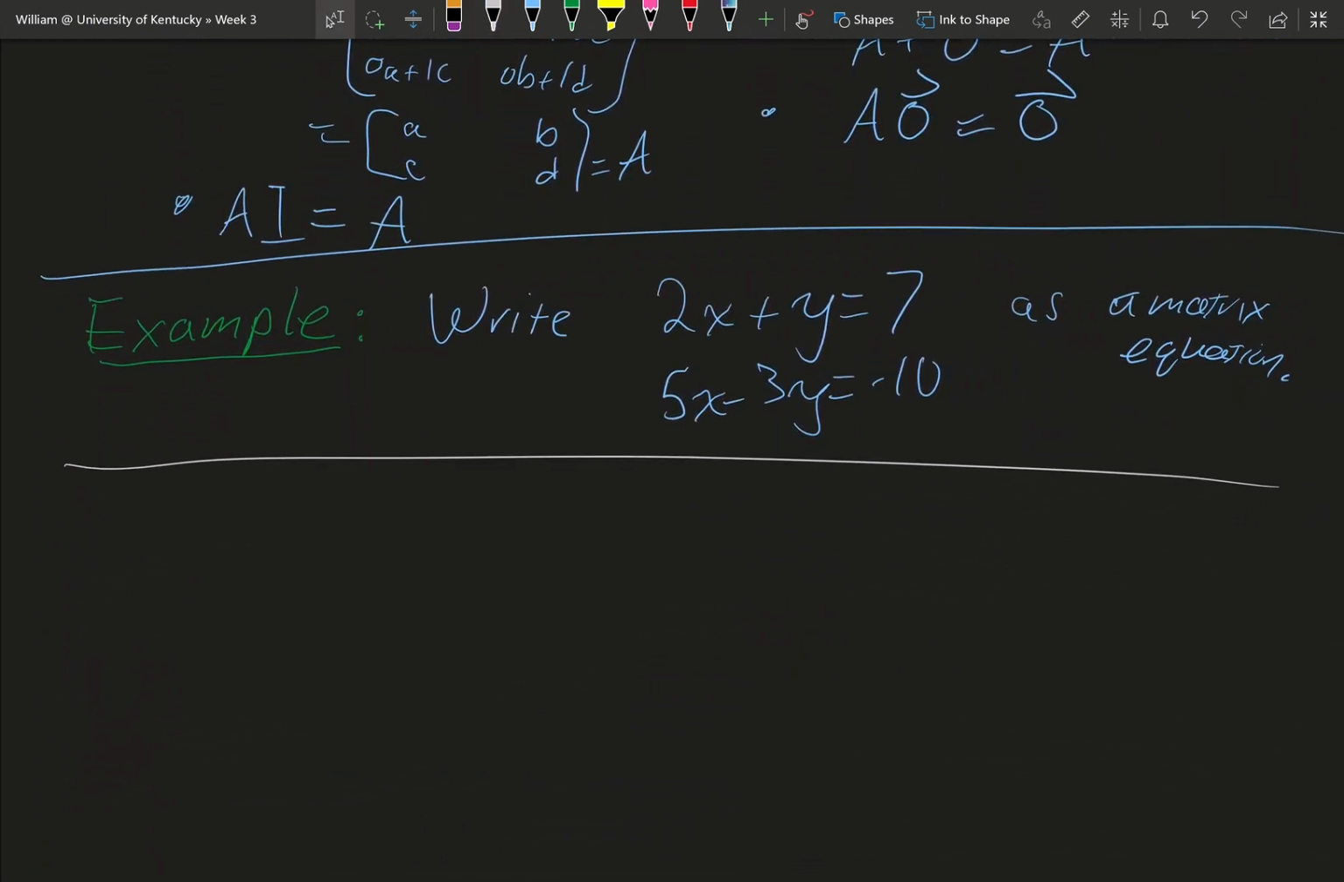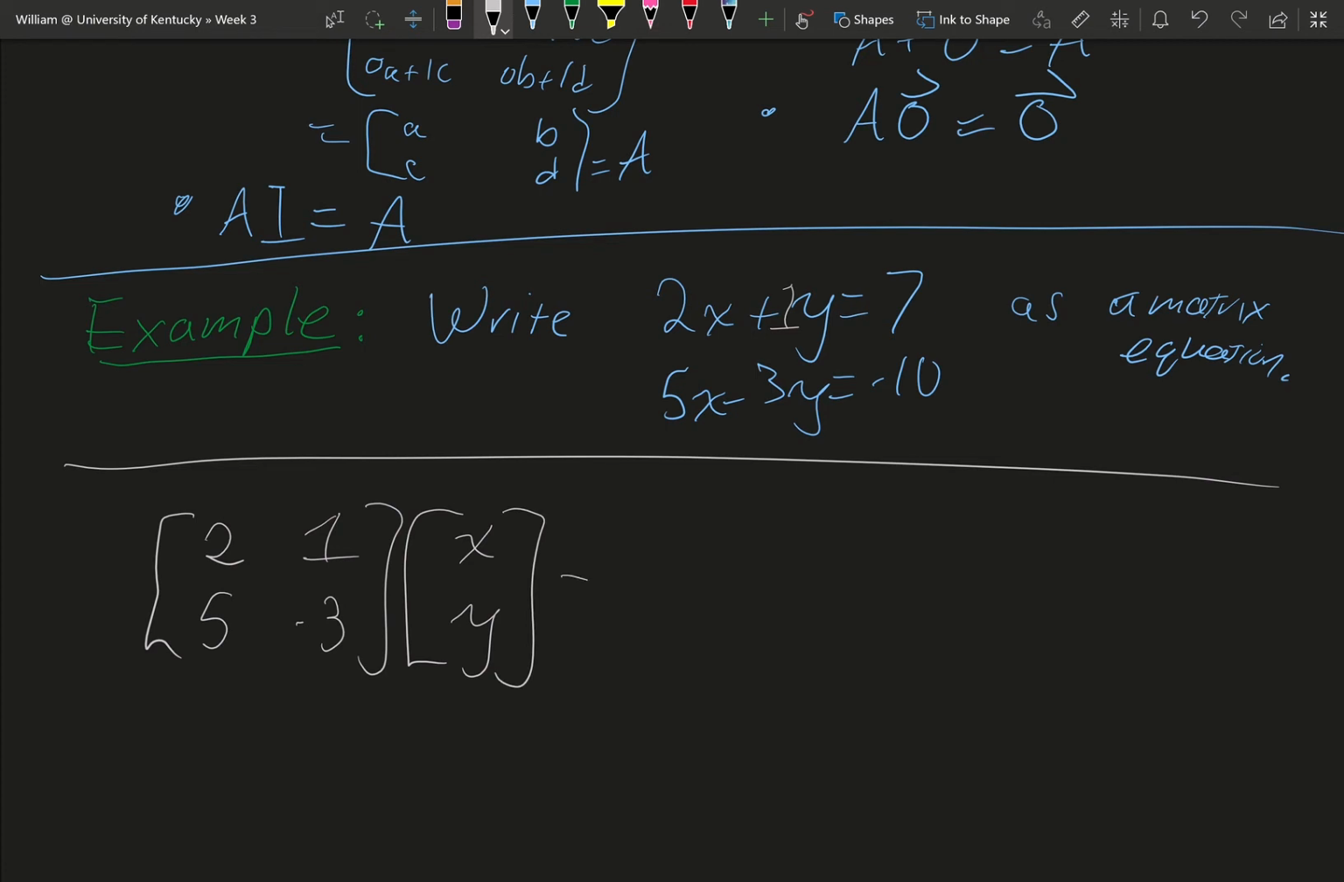But let's see why this works. We have 2, 5. This is our x row here, right? This is a 1. So that's going to be a 1, and then we have a negative 3 times x, y. And if we multiply this out, we get 2x plus 1y in the first entry. There's no second entry over here because this doesn't have another column. And here we have 5x minus 3y.